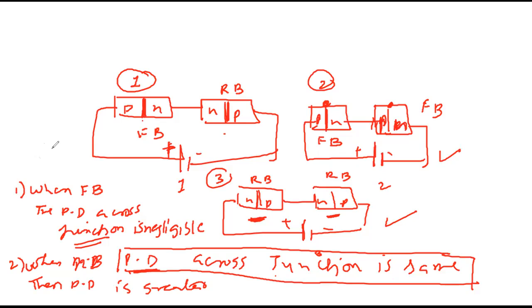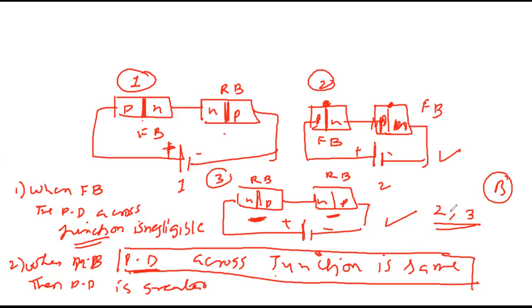In first case, one is forward, one is reverse. So junction cannot be same. Second case, both are forward, both the junctions are same. Both are reverse, both the junctions are same. So in circuit 2 and 3, we can have potential difference in the junction same. So 2 and 3 is our answer. Circuit 2 and 3 is given in option B.